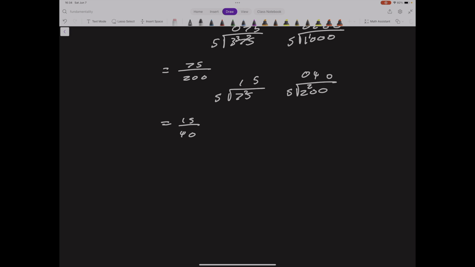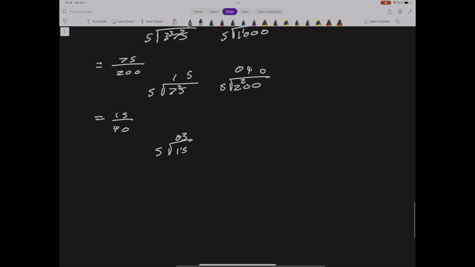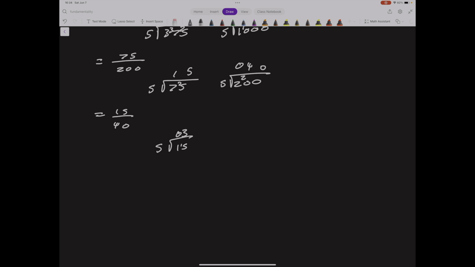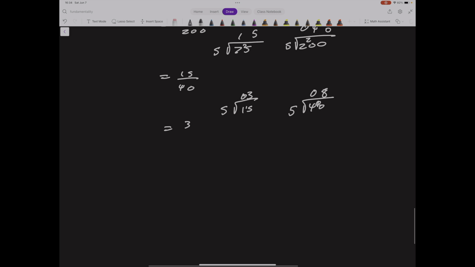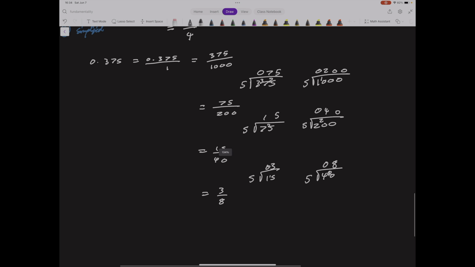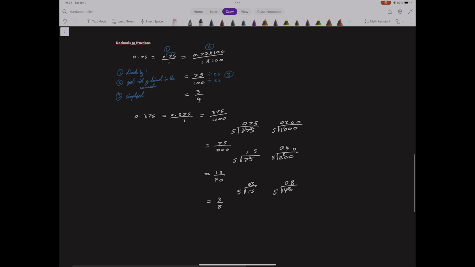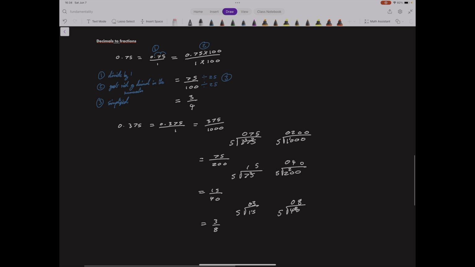Hopefully that becomes more obvious, but one more time just for good measure. Well, the bus stop doesn't really help there, but okay, whatever. Anyway, 3/8 is our answer. So you can see here the biggest step is this simplifying part. That's the difficult part with this.